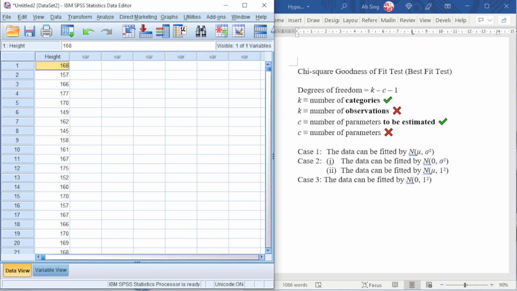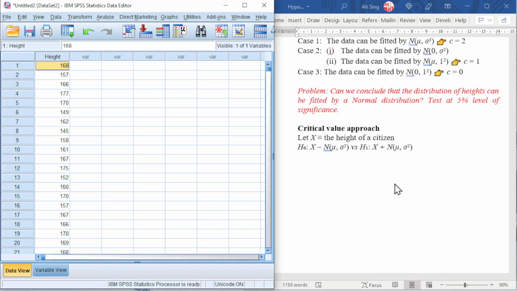Case 1, we have to estimate the parameters before we are able to perform the test. For this case, c is equal to 2. For case 2, we just have to estimate either the mean or the standard deviation, but not both. In other words, we just have to estimate one parameter. For this case, c is equal to 1. And for case 3, since both the parameters are given by the question, we can conduct the test directly. And for this case, c is equal to 0.